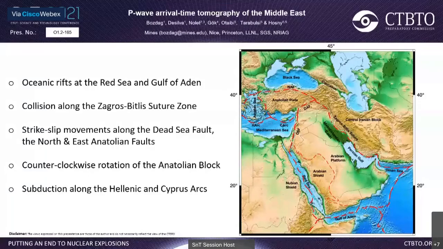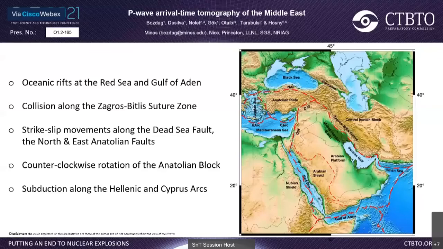The Middle East is marked by different types of plate boundaries. Oceanic rifts along the Red Sea and the Gulf of Aden on the west and southwest. Continental collision along the Bitlis-Zagros thrust zone in Anatolia and Iran due to the northward movement of the Arabian plate. The relative motion of the Arabian plate with respect to the African plate also facilitates the Dead Sea transform fault on the west, and the westward escape of the Anatolian plate using the north and east Anatolian strike slip faults, together with the subduction along the Hellenic and Cyprus arcs in the Mediterranean.